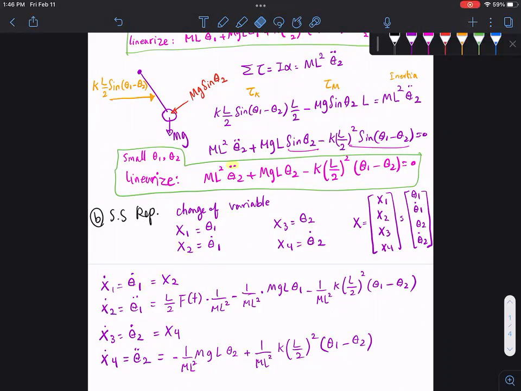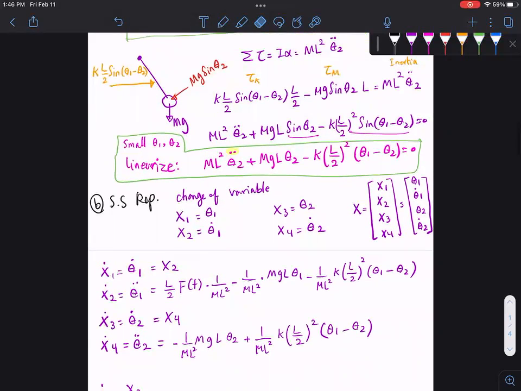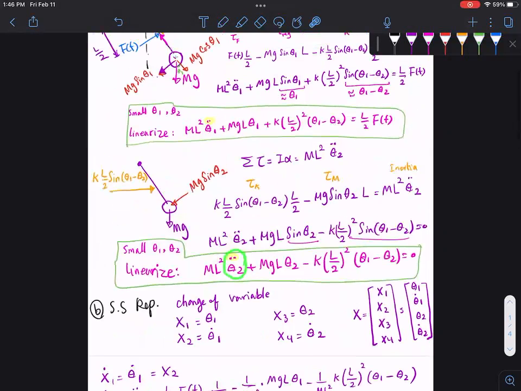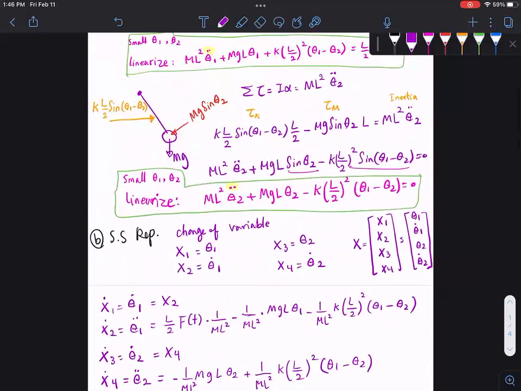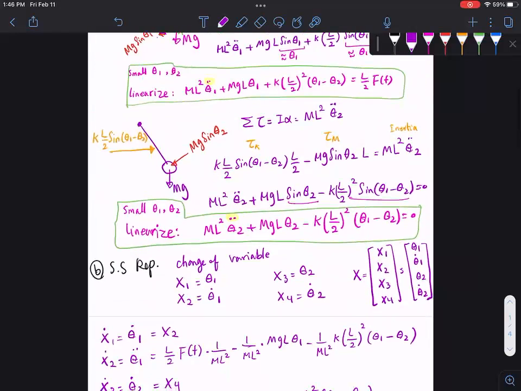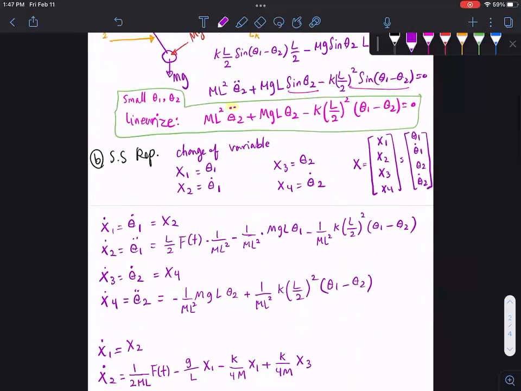Now I have two other equations, theta double dot 1 and theta double dot 2. I don't have them in my change of variable, you can't see them directly here. But if you look at the equation of motion, you see that they are there: theta double dot 2 over there and theta double dot 1 over here. So I'm going to use my equation of motion to create these. All you have to do is rearrange and write them down: theta double dot 1 from the first equation, and then theta double dot 2.